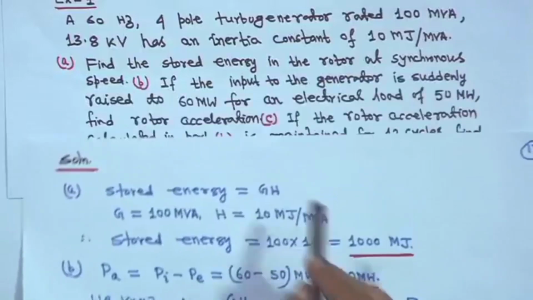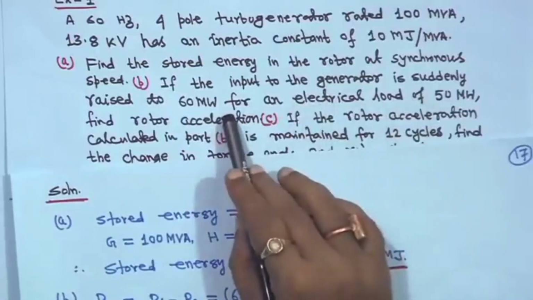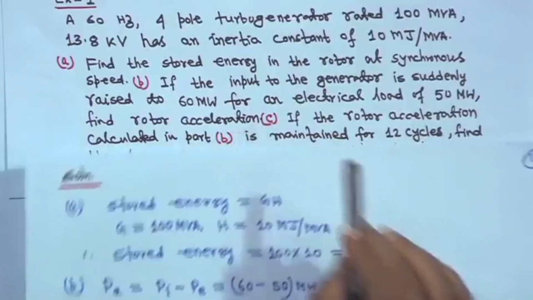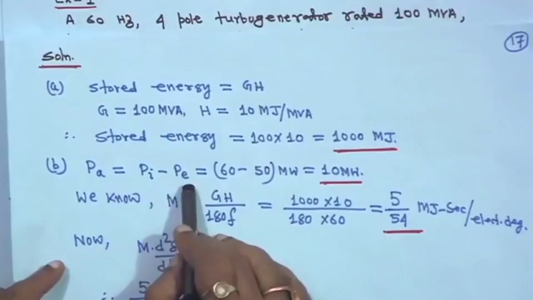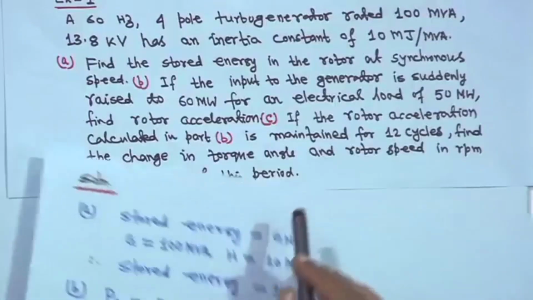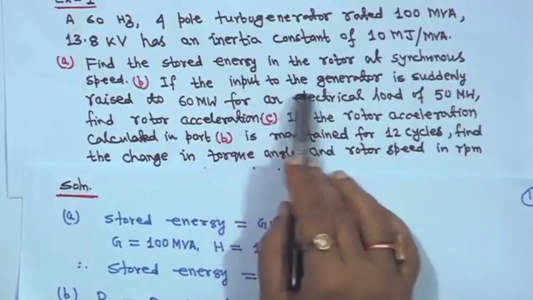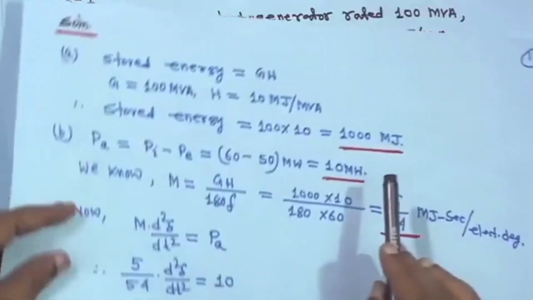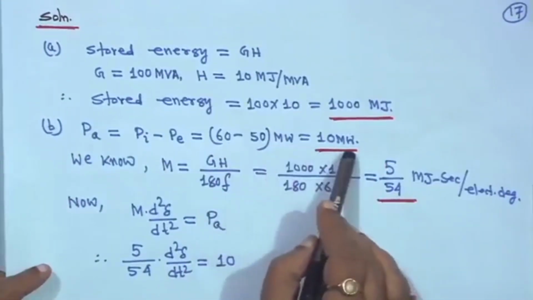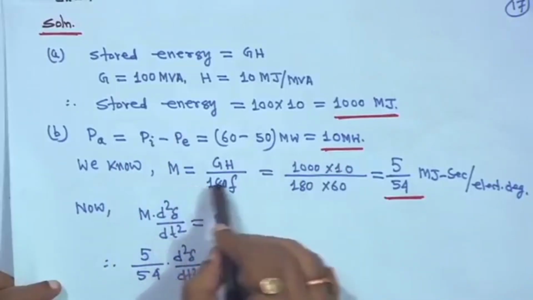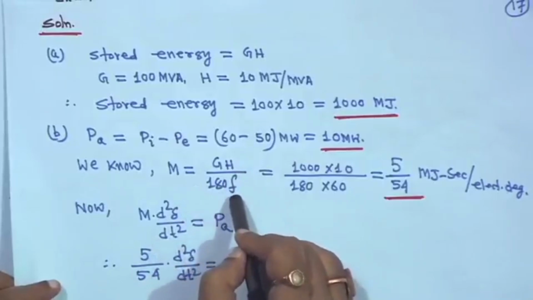Now in B, if the input to the generator is suddenly raised to 60 megawatt for an electrical load of 50 megawatt, find the rotor acceleration. Now, accelerating power P A is equal to P I minus P E. So, electrical power P E is 50 megawatt and P I, the input to the generator suddenly raised, is 60 megawatt. So, it is 60 minus 50 megawatt, that is 10 megawatt. So, accelerating power is 10 megawatt. Now, we know M is equal to G H upon 180 f, in megajoule second per electrical degree.